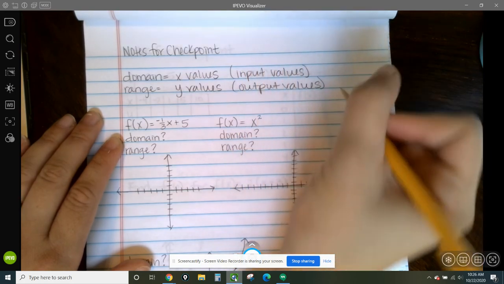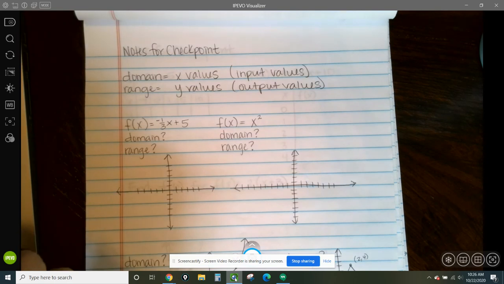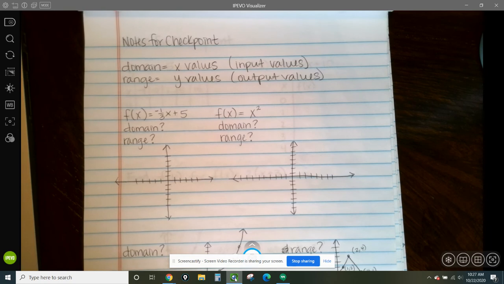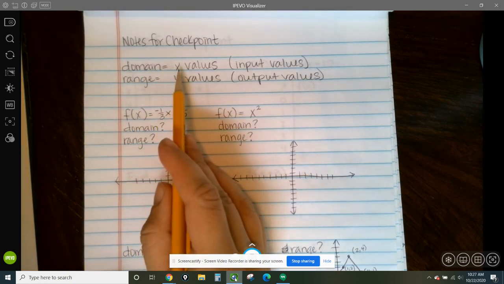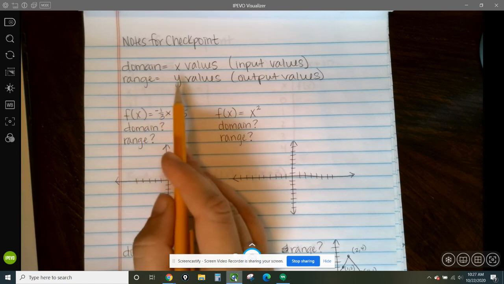And you could always pause this video so you have enough time to write. I'm just going to talk quickly so I can get through everything, but pause the video anytime you need to. So anytime it asks you what the domain is, think about that as X values. If it asks you what the range is, you think about that as Y values, okay?